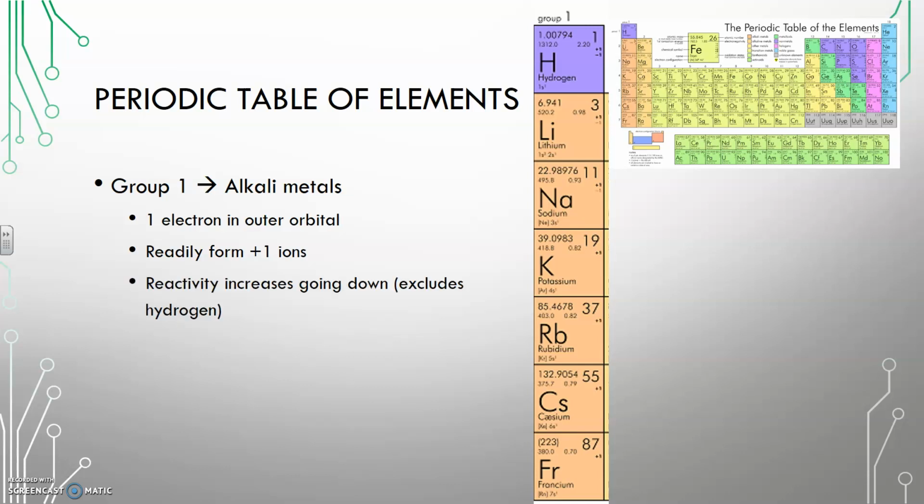The reactivity increases as you go down the column. Hydrogen is something of an odd man out, so it doesn't necessarily react the same way that everything else in its group does. But for the most part, as you go down the group, you're going to get increased reactivity. Francium actually happens to be one of the two most reactive elements on the periodic table. Fluorine is actually the other. So, francium and fluorine.